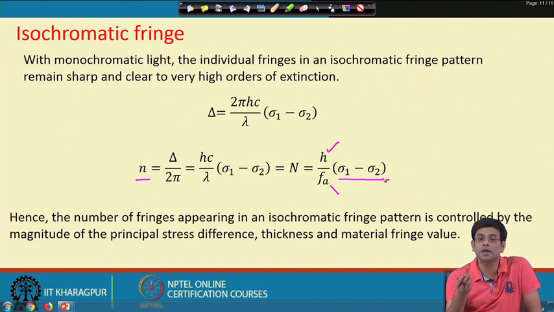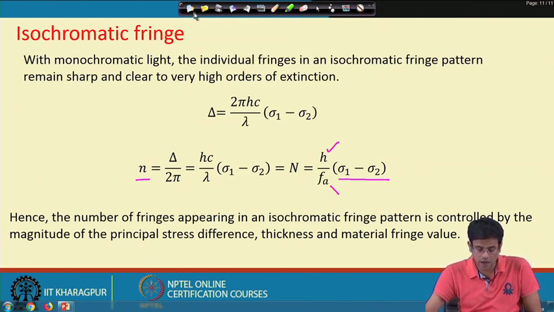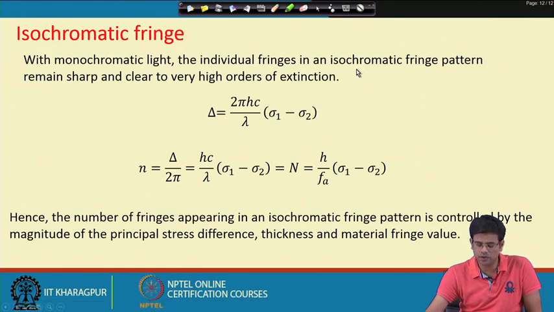Photoelastic experiments are generally performed in laboratory courses. This theory is used there to find out the material behavior, or rather the stress-strain pattern of the material. So this completes this module, and in the next module we have another topic, which is nonlinearity.